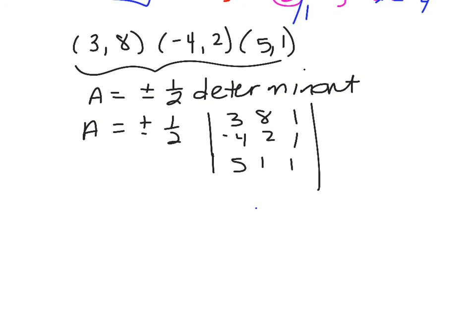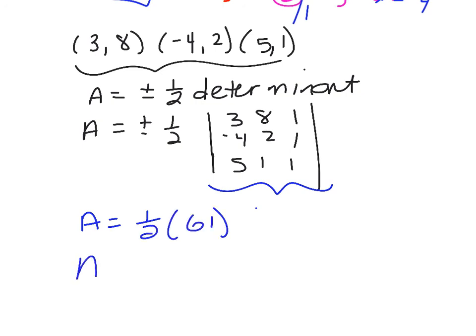Okay, so plug this into your matrix, the 3 by 3 matrix, to get the determinant. So my determinant comes out to be positive, so it's going to be 1/2 of 61. So half of 61 would be 30.5.